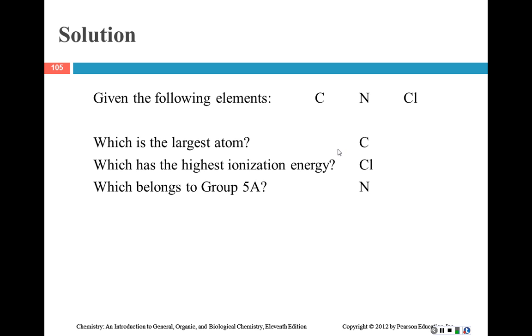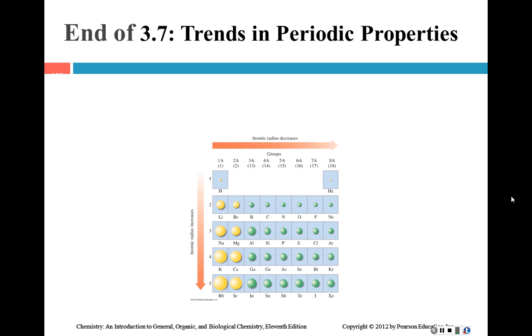Okay, so the largest radius is going to be carbon. The highest ionization energy is going to be chlorine. And nitrogen is in group 5A. So hopefully you did real well on that. And that's it. That is the end of chapter 3. We have finished trends and periodic properties, and so hopefully you have mastered this area.